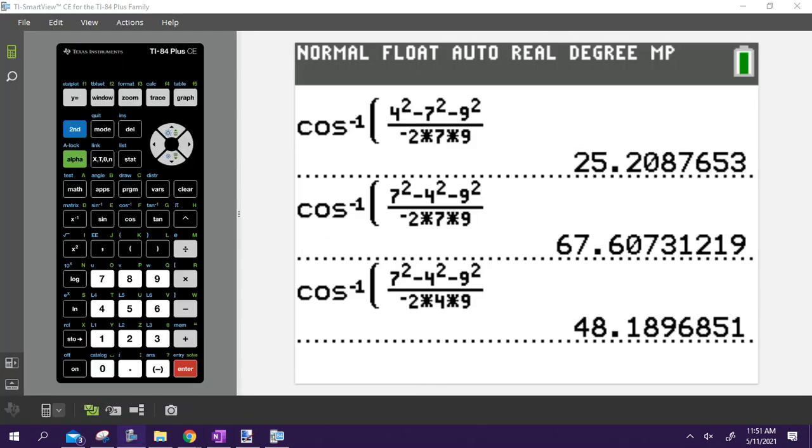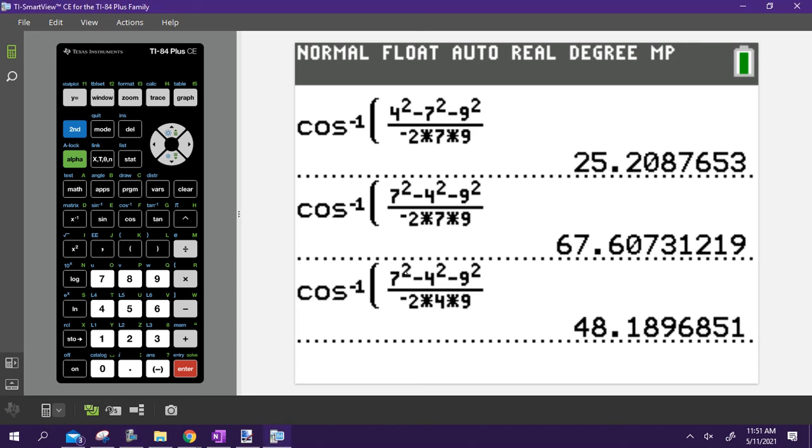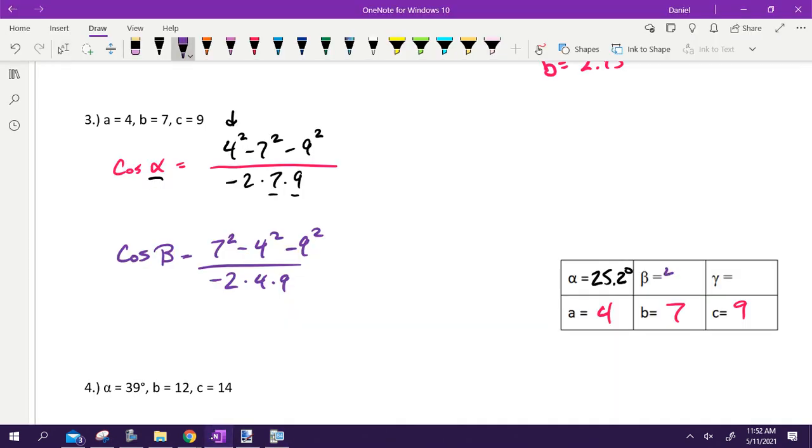And we type it in. We hit enter. We set it up just like we showed you. We should have gotten 48.2 degrees. So that is beta, 48.2 degrees. Do I have to do law of cosines a third time? No, don't do it a third time.